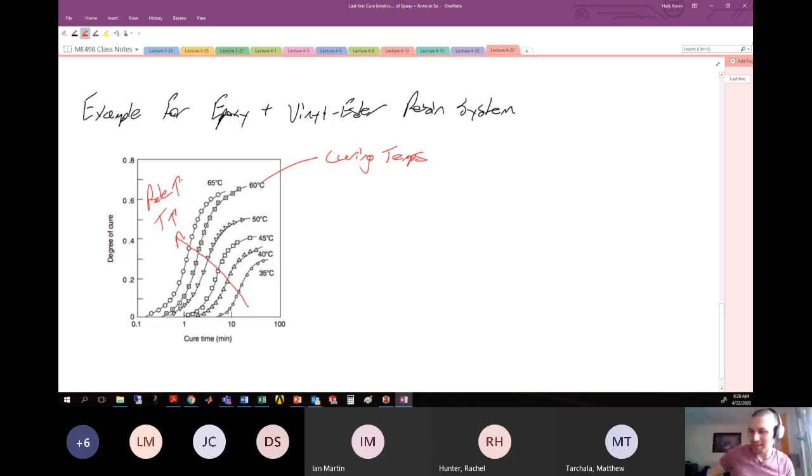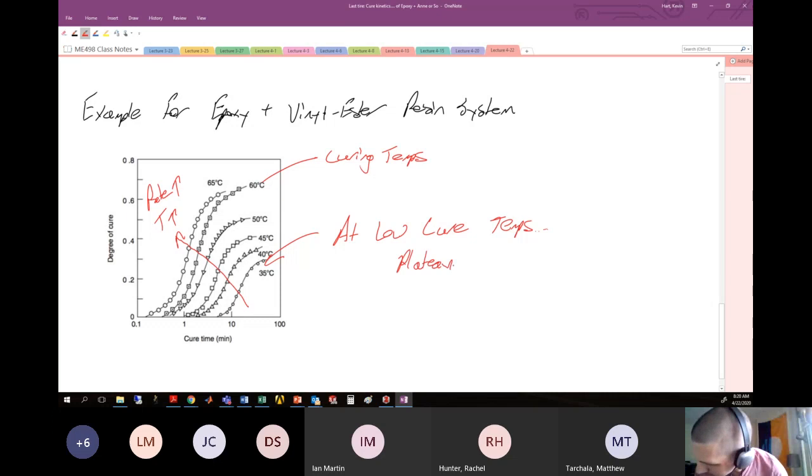And we'll also see here that there is another interesting phenomenon that occurs. You'll notice that at low temperatures, we plateau at alpha less than 100%, meaning that if I don't have a sufficient curing temperature, I could potentially not reach full cure. So here, if I'm curing at 35 degrees C, it looks like it's plateauing at a value of, I don't know, not even 30% cured, maybe like 30% cured.